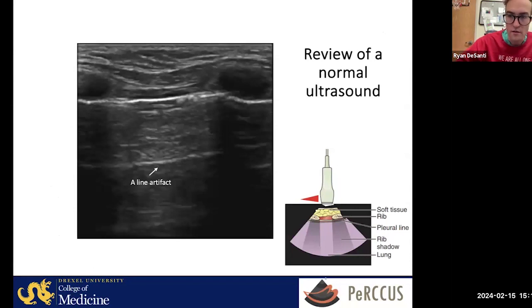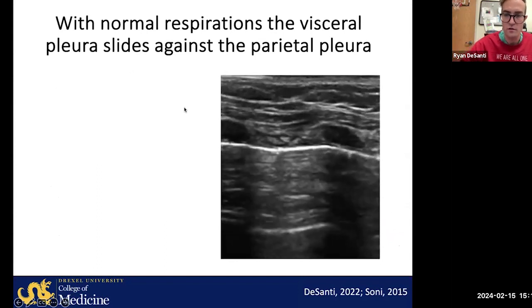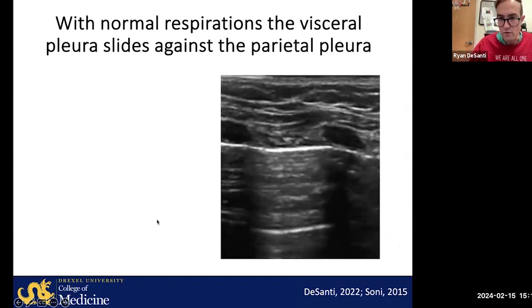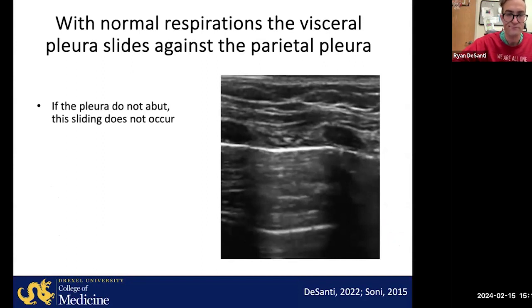And so this is, again, a review of a normal ultrasound. You have the A-line artifact, which is reverberation artifact from the pleural line, and again occurs below the rib, and on top you have subcutaneous fat and tissue. With normal respirations, the visceral and parietal pleura will slide against each other, as in this video, and appears as shimmering, or what can sometimes be called ants marching.